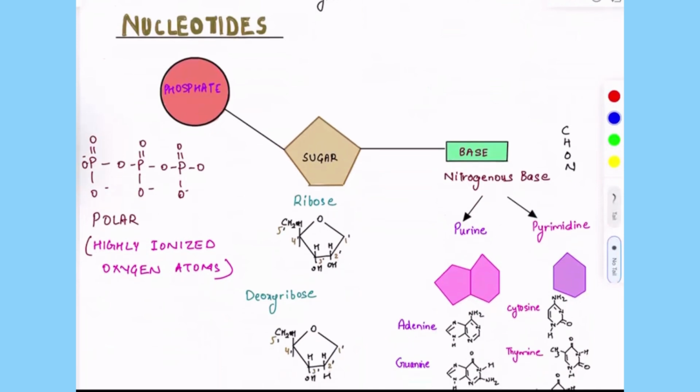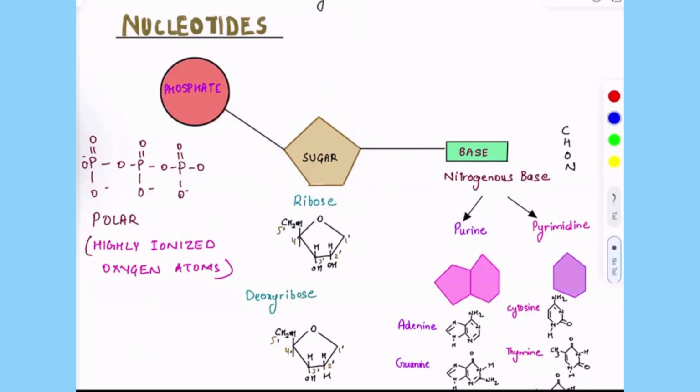Now let's see the nucleotide structure. A nucleotide is made up of three components: a sugar, a phosphate molecule, and a nitrogenous base. First of all, sugar. This is a 5-carbon sugar molecule, a carbohydrate. Just like you must have heard about 6-carbon sugars, for example glucose, which are called hexoses, similarly the 5-carbon monosaccharides are called pentoses.